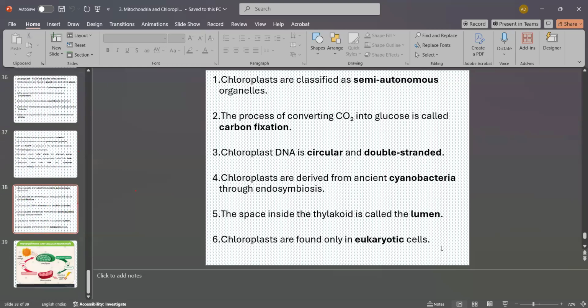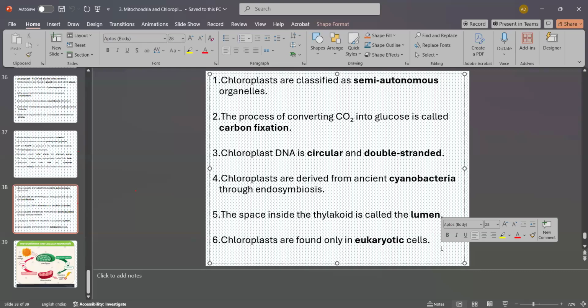Then the last one: chloroplasts are classified as semi-autonomous organelles. The process of converting carbon dioxide into glucose is called carbon fixation. Chloroplast DNA is dash, circular, double stranded. Chloroplasts are derived from ancient dash through endosymbiosis: cyanobacteria. Then the space inside the thylakoid is called the dash, lumen. The chloroplasts are found only in dash cells, that is, eukaryotic cells. The chloroplasts are classified as the dash.